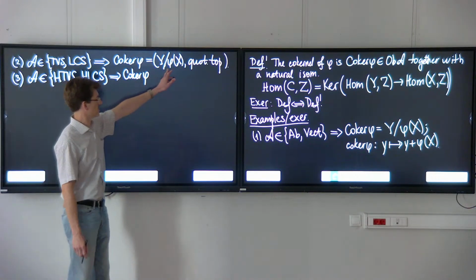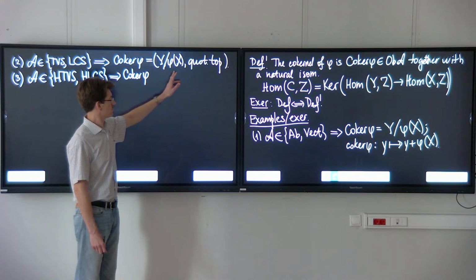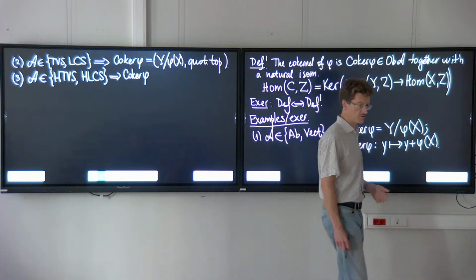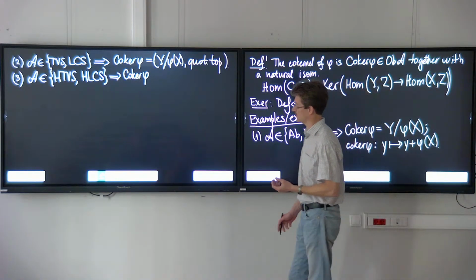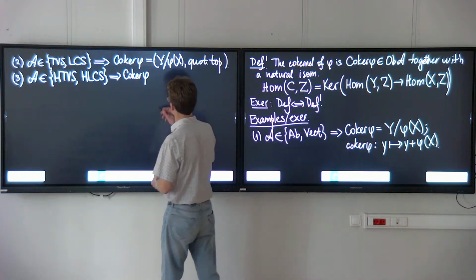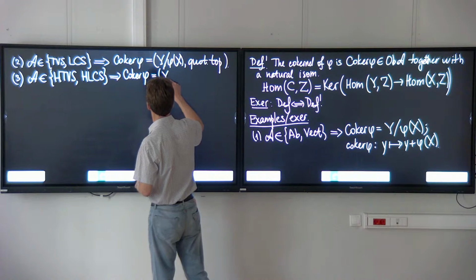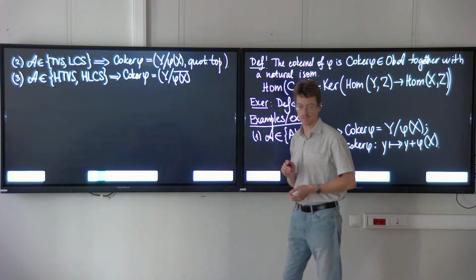So let's recall that in general, the quotient is not Hausdorff. And to get a Hausdorff quotient, we must quotient out a closed subspace. But phi of x is not necessarily closed. It turns out that if we quotient out the closure of phi of x, then what we get is precisely the category theoretic co-kernel.